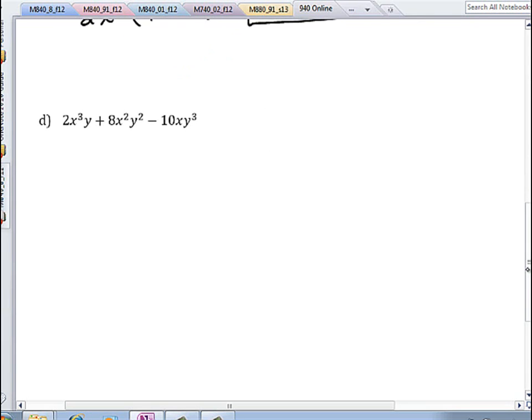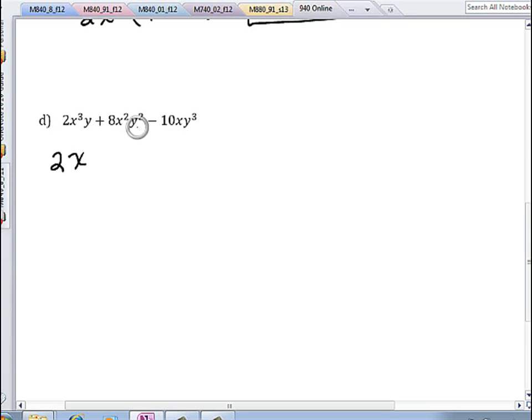In our last example here, 2x cubed y plus 8x squared y squared minus 10xy cubed. So again, we only have 3 terms here, not 4, so we're not going to do factor by grouping, but there is a common factor. All of these numbers are divisible by 2, and all of these have an x, and the smallest power of x that's represented here is the x, so it's going to be a plain old x.